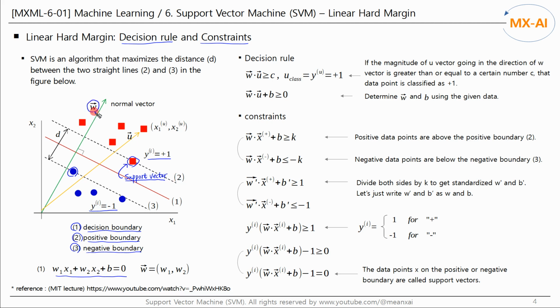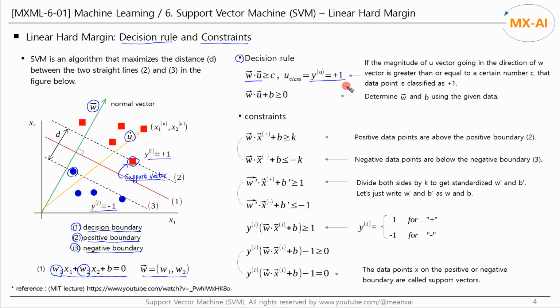W is the normal vector of the decision boundary. The coefficients W1 and W2 are the components of the normal vector W. And U is a vector for an arbitrary data point. Let's look at the decision rule first. If the dot product of W and U vectors is greater than or equal to a constant C, then the class Y of that data point is positive 1. Otherwise, it is negative 1.